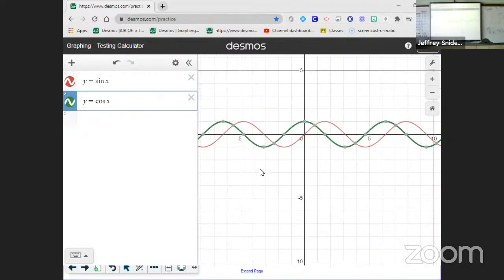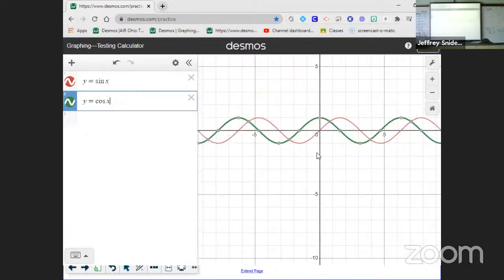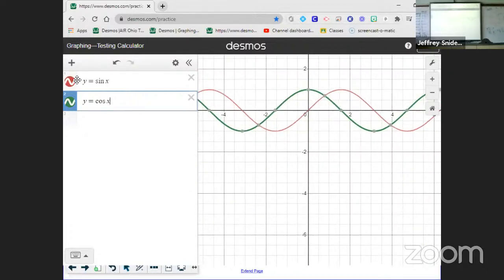They look like they're the same, but they just kind of look like they're shifted, don't they? We'll look at that later on. Okay? There's a reason for that. Let's look at the green one here. I'm going to just turn this one off.